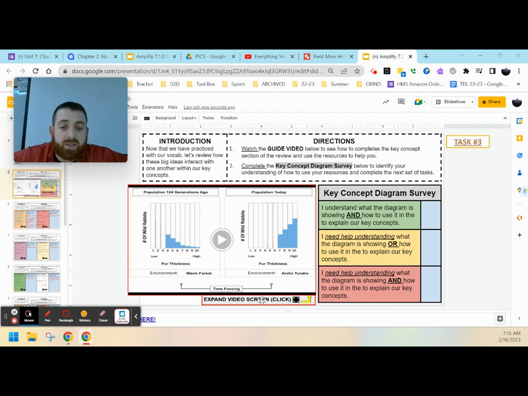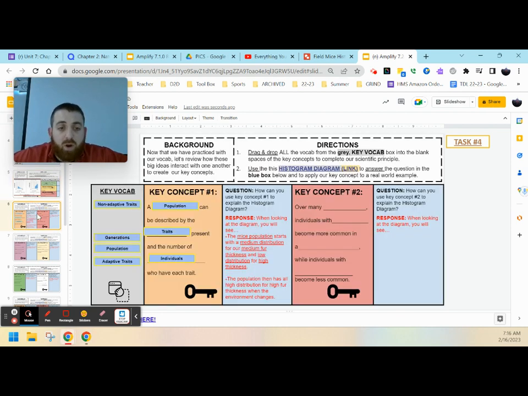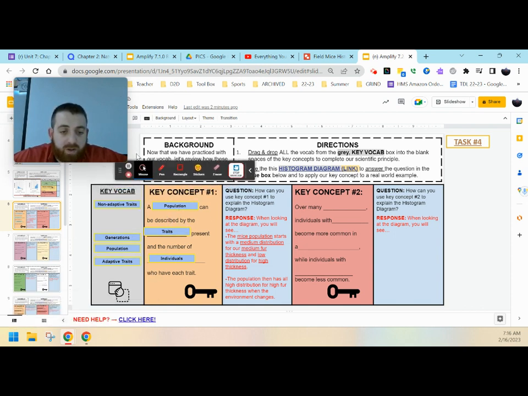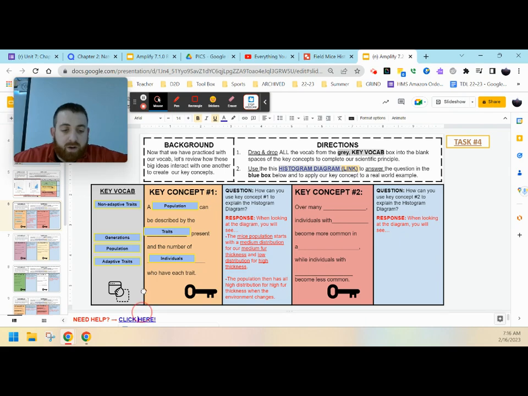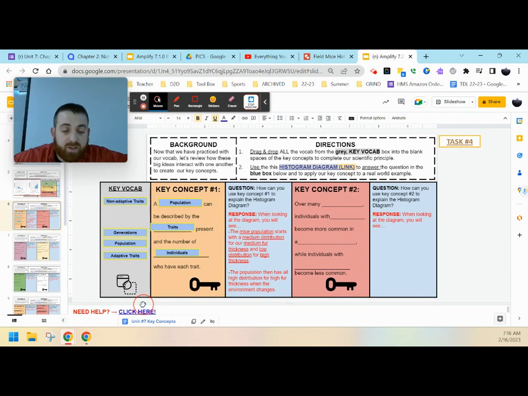And our goal is to take this histogram and apply it to all of our key concepts so that we can explain using our key concepts what's going on with our population. So our example here for our very first one, key concept number one: a population can be described by the traits present and the number of individuals who have those traits. If this was your key concept and you weren't sure if you did it correctly, make sure you click the help button. Down here, there's a link to see if you got it correct. But the goal then is to decide how can I use this key concept to explain the diagram.